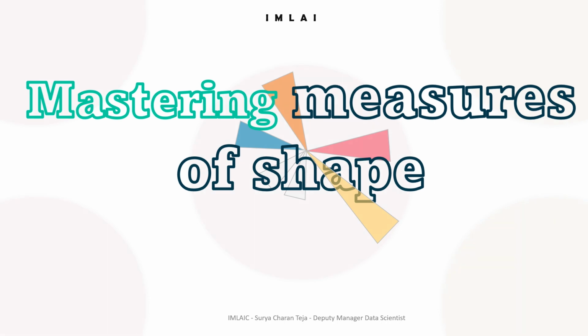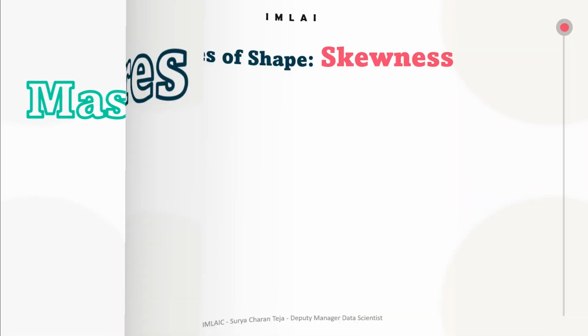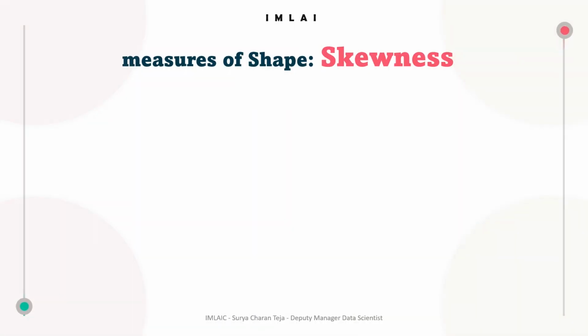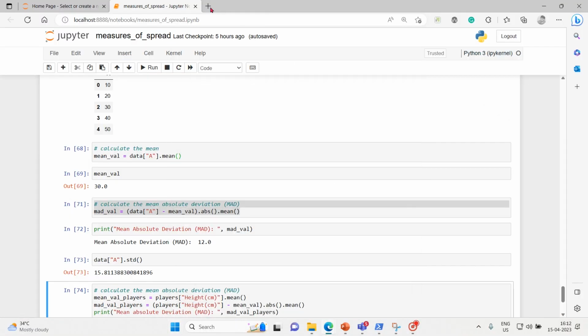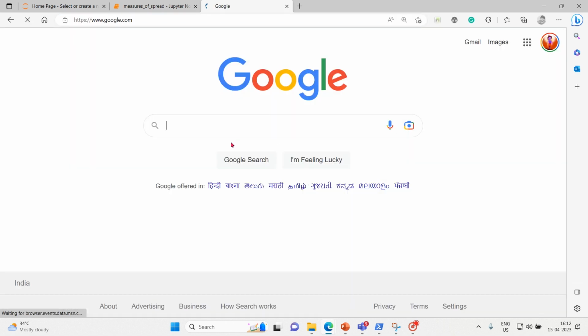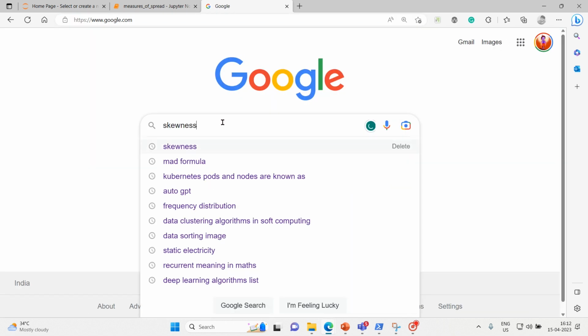Now let's look into the first tool of measures of shape, that is skewness. What is skewness? Skewness is a measure of the asymmetry or skewness of the distribution of the data. Before we see the definition of skewness, I'm going to look at the meaning of the word.